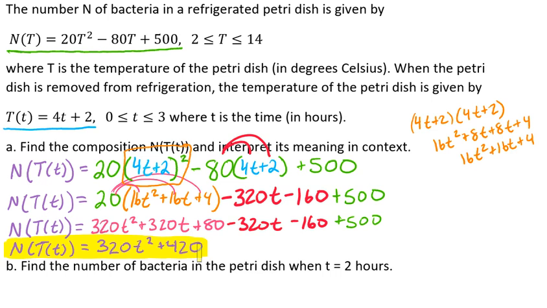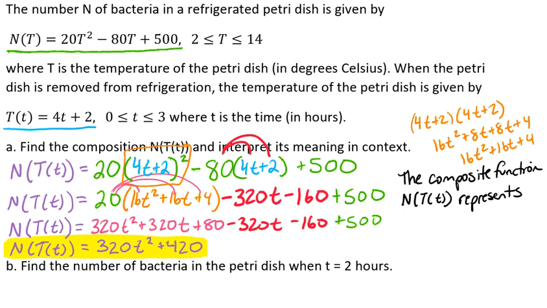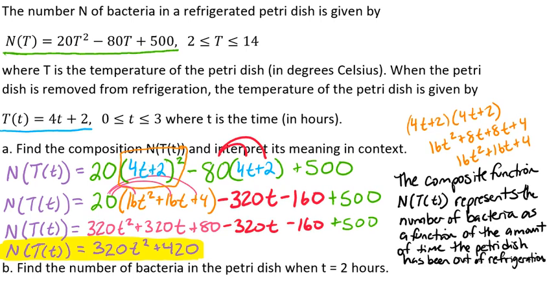But we also need to interpret its meaning in context, which means that we want to know what the composite function N(t) represents. The composite function represents the number of bacteria as a function of the amount of time the petri dish has been out of refrigeration. Again, the composite function represents the number of bacteria as a function of the amount of time the petri dish is out of refrigeration.